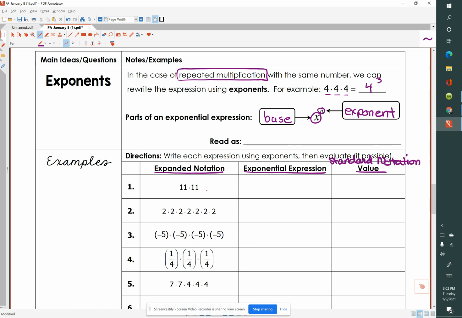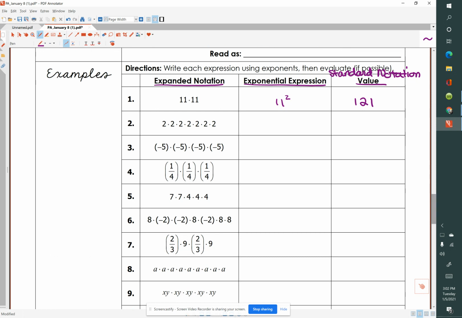So if we have an expanded notation of 11 times 11, that would be 11 to the second power, and 11 times 11 is 121. If you don't know your times tables, you can always take out a calculator and get a little help with that. So let's count the number of twos. 1, 2, 3, 4, 5, 6, 7. That would be 2 to the seventh. And 2 times 2 times 2 times 2 times 2 times 2 times 2 is 128.